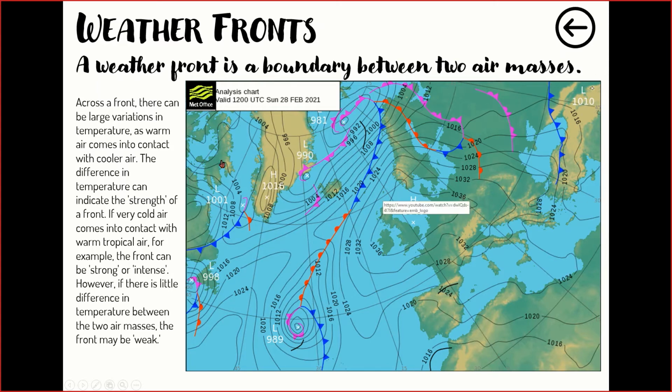Now these fronts are important because these can cause large differences in temperature from one side to the other. It's also where warmer air is coming into contact with colder air, for example. Now, if you've got a big difference in temperature, that's a strong front. That's going to lead to more intense, perhaps rainfall, or maybe a weak front is where there's not that big a difference in temperature and the rainfall will not be perhaps as extreme as a result of that. But a weather front is defined as a boundary between two air masses. That is what it's called.